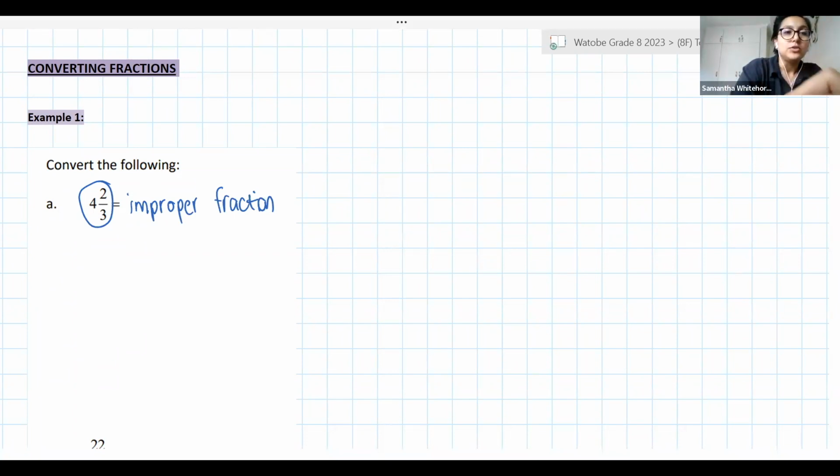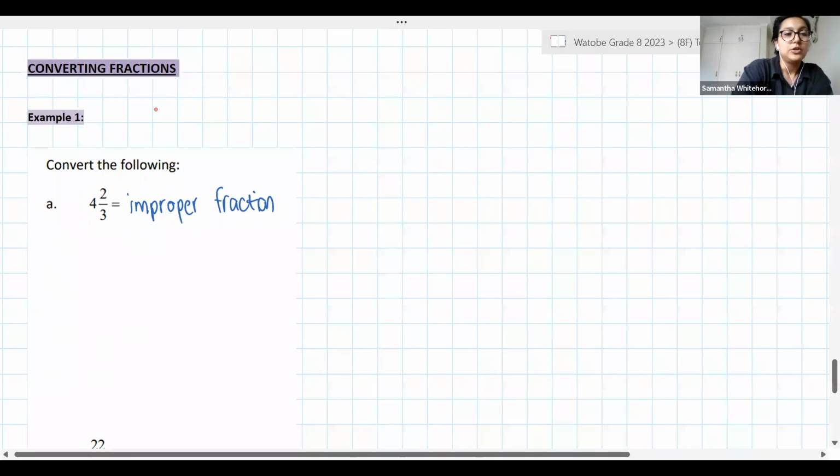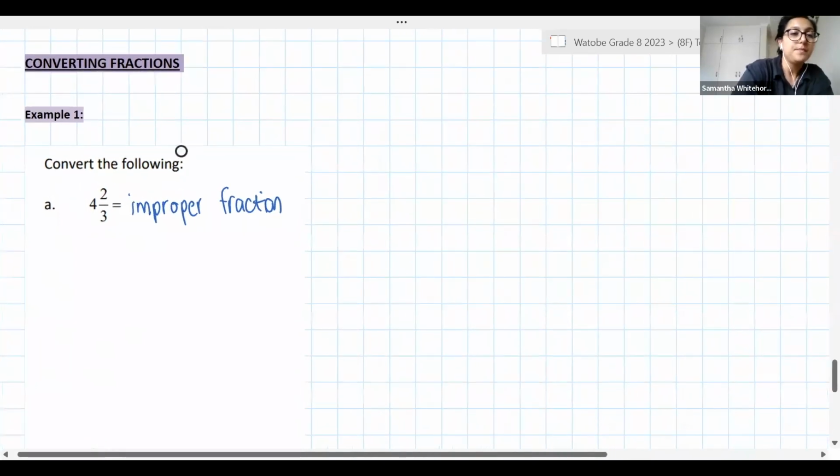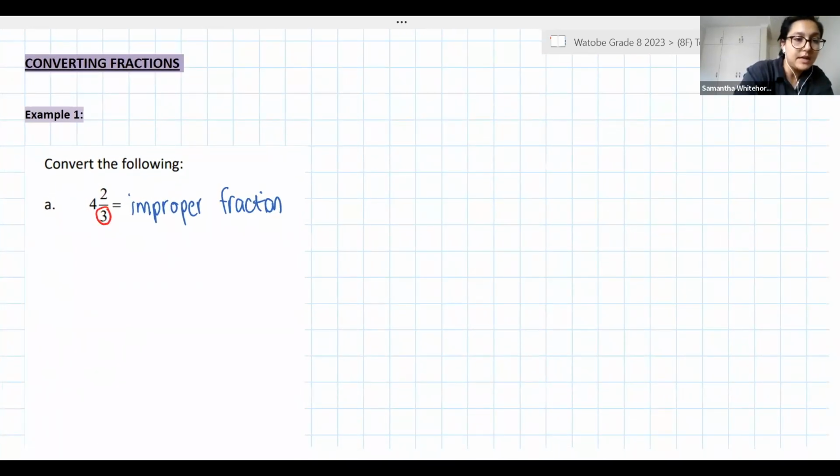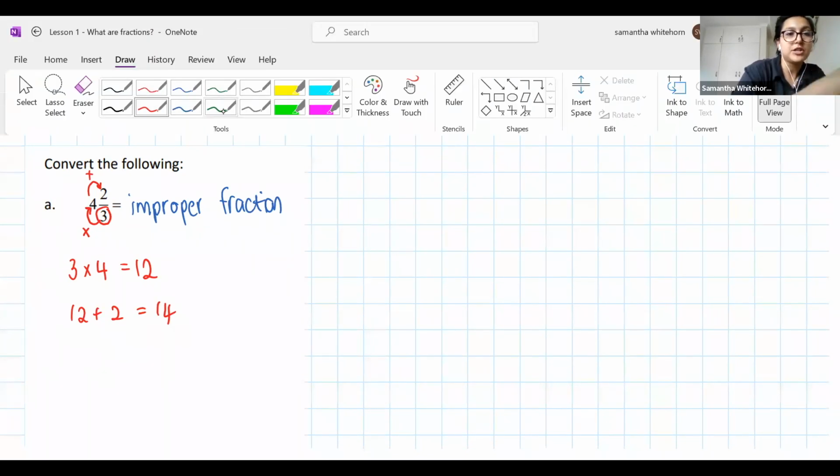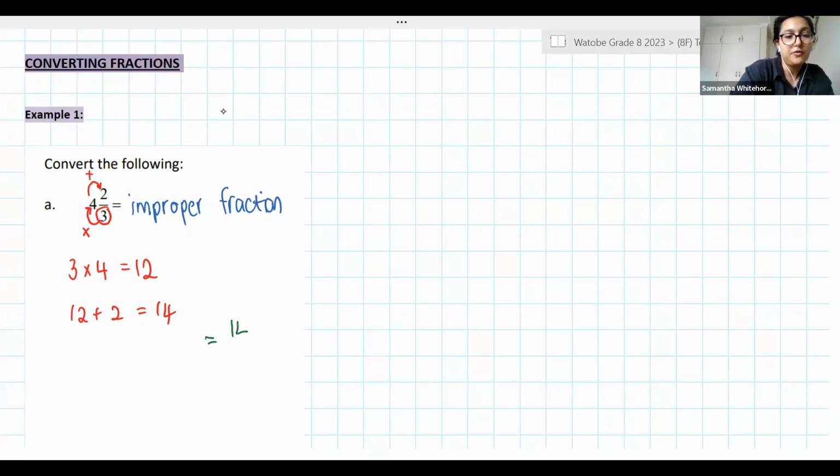Now, in order to do this, there's a little trick that we can use to convert. The trick is, you take the denominator and you times it by the whole number. So we will say 3 times 4, which gives me 12. And then we take our answer and we add the numerator. So 12 plus 2, which is 14. And so my improper fraction that I'm working with here is 14 over the original denominator of 3.